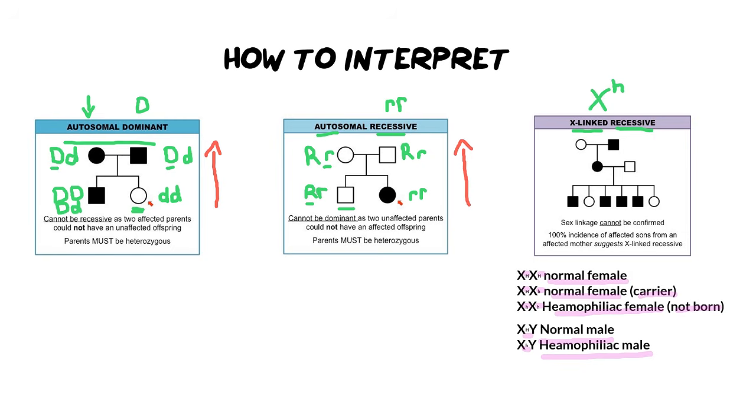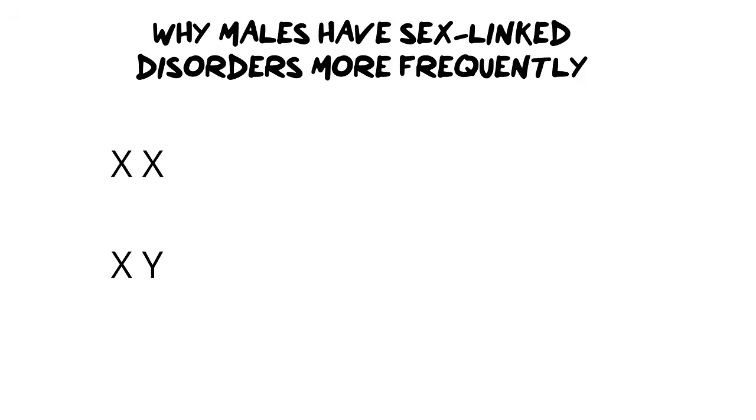Now, this inheritance pattern that we see in males and females is really important, and you need to be able to explain why males more frequently have diseases associated with their sex chromosomes than females do. So let's take a look at how you would explain why males experience these kinds of inheritance patterns more frequently than females do. So why do males have more sex-linked disorders than females? Well, it comes down to the number of X chromosomes that these individuals carry.